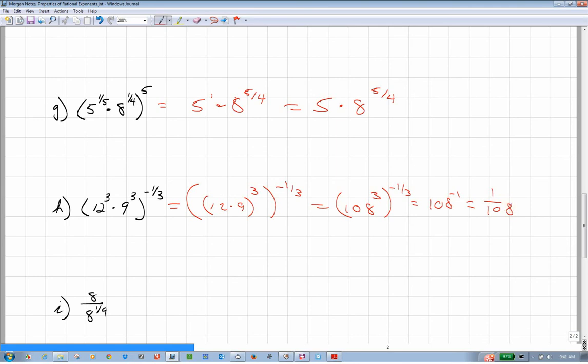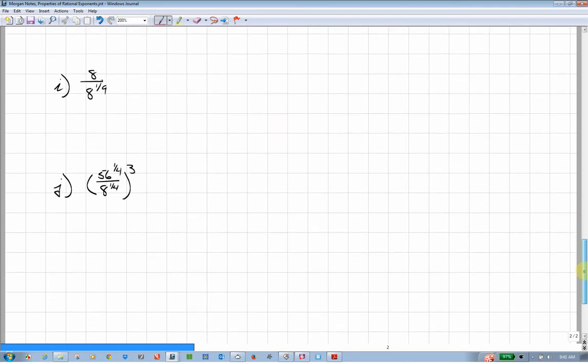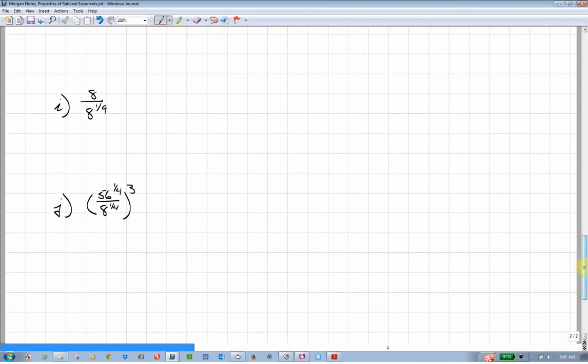Okay. And the last two, same base. So we can say that's 8 to the 1 minus the 1/9. That'd be 8 to the 8/9.